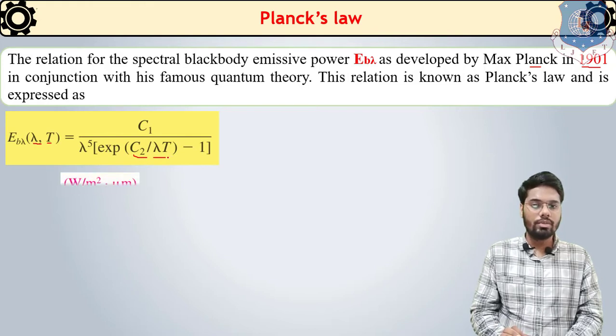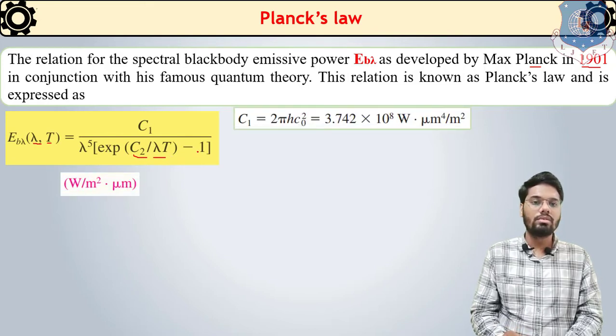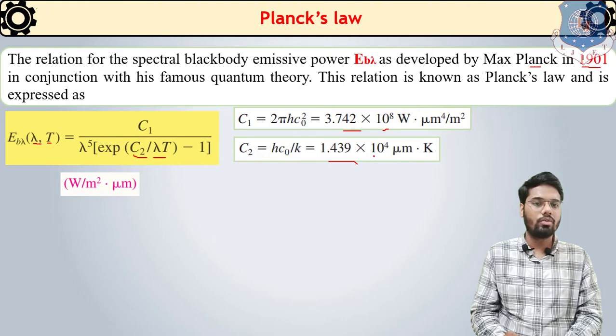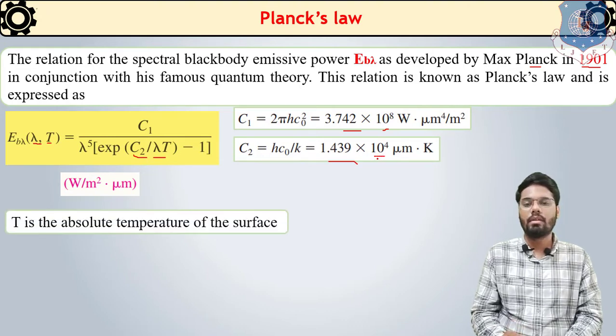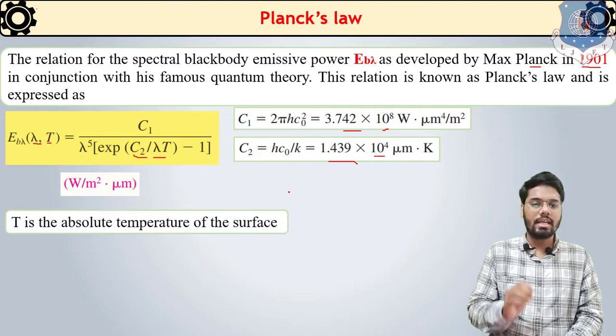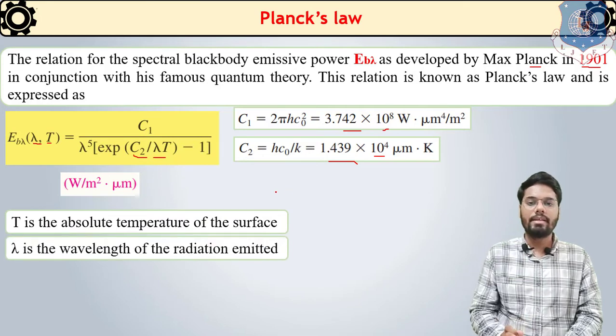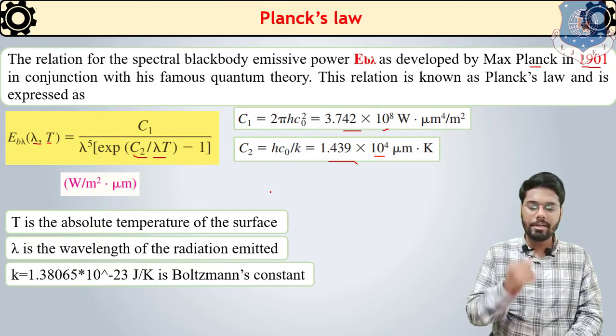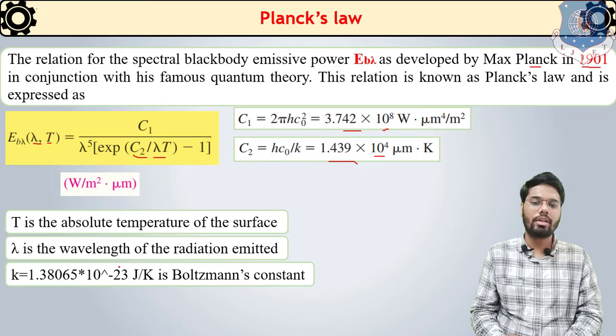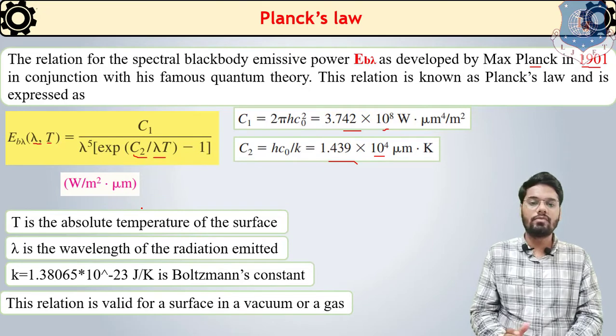Here C1 and C2 are constants whose values are C1 equal to 3.742 into 10 raised to 8 watt micron to the 4 per meter square, and C2 equal to 1.439 into 10 raised to 4 micron Kelvin. In this equation T is the absolute temperature of the surface, lambda is the wavelength of the radiation emitted, and k is 1.3 into 10 raised to minus 23, which is known as the Boltzmann constant. This relation is valid for a surface in a vacuum or gas.